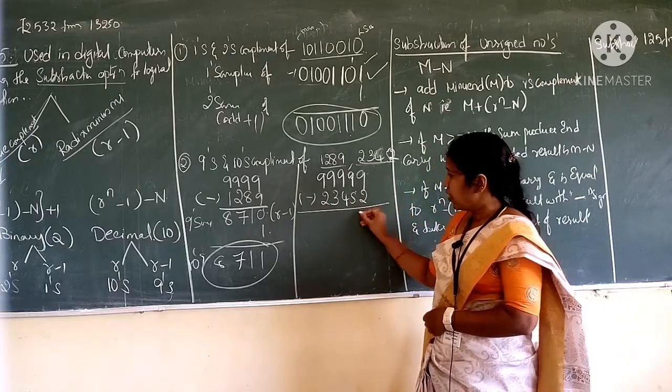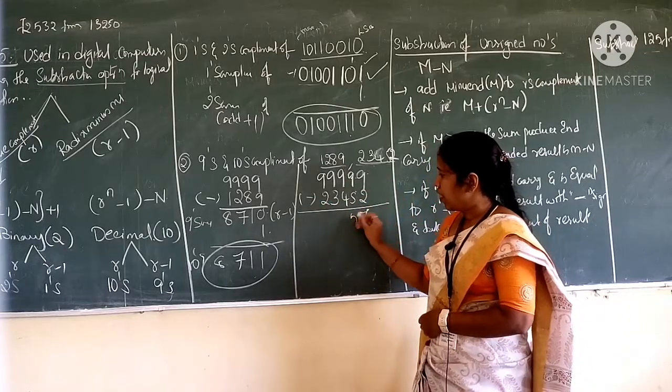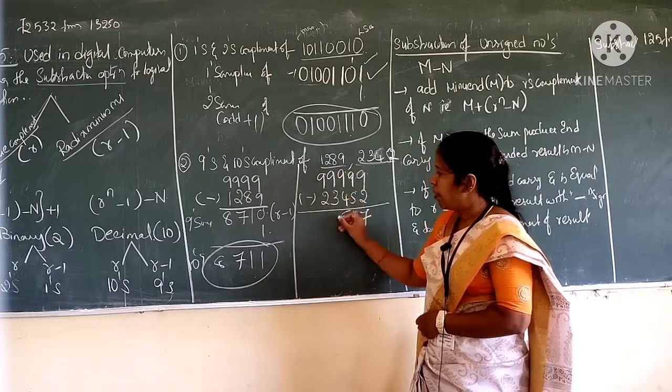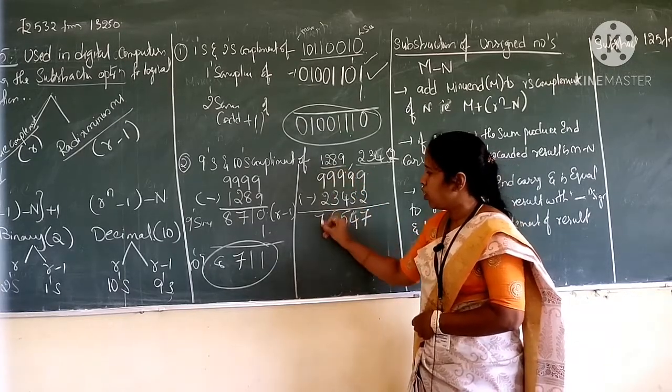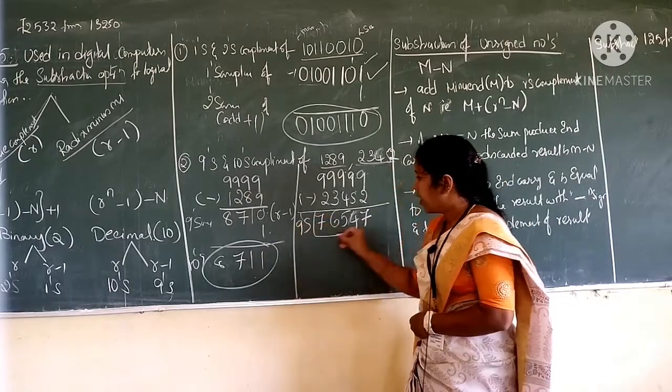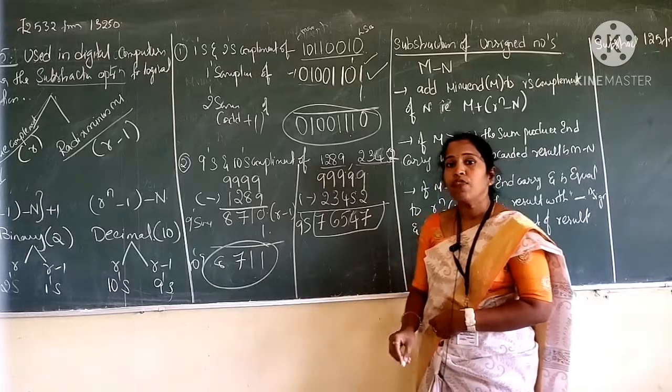Now, what will we get here? 7. 9 minus 5 is 4. 9 minus 4 is 5. 9 minus 3 is 6. 9 minus 2 is 7. What did I get? 9's complement. 9's complement I got. Now what should I find here?